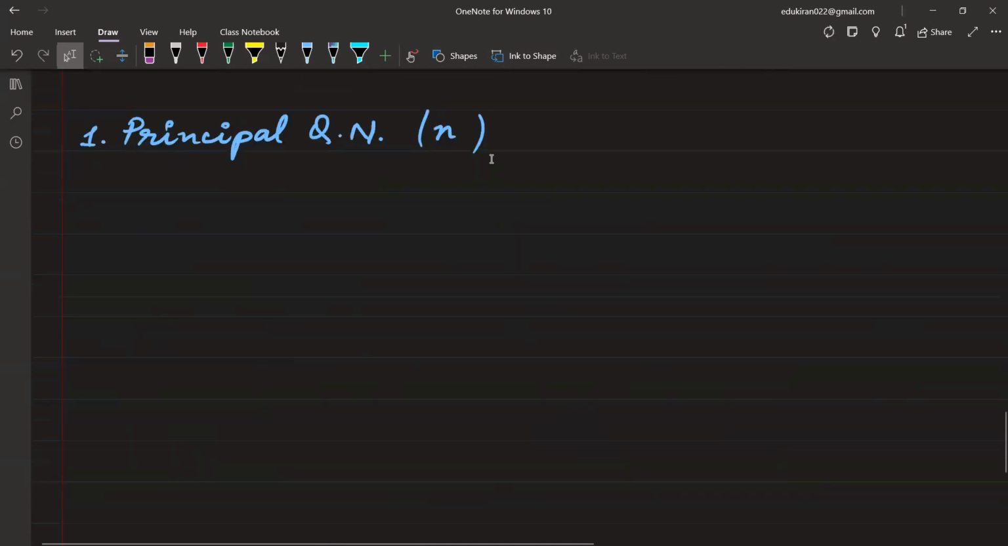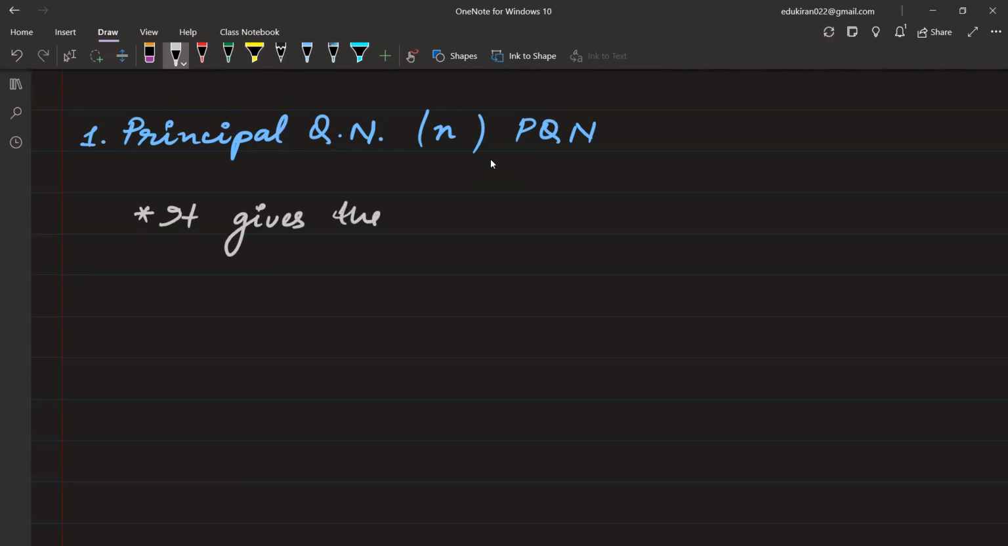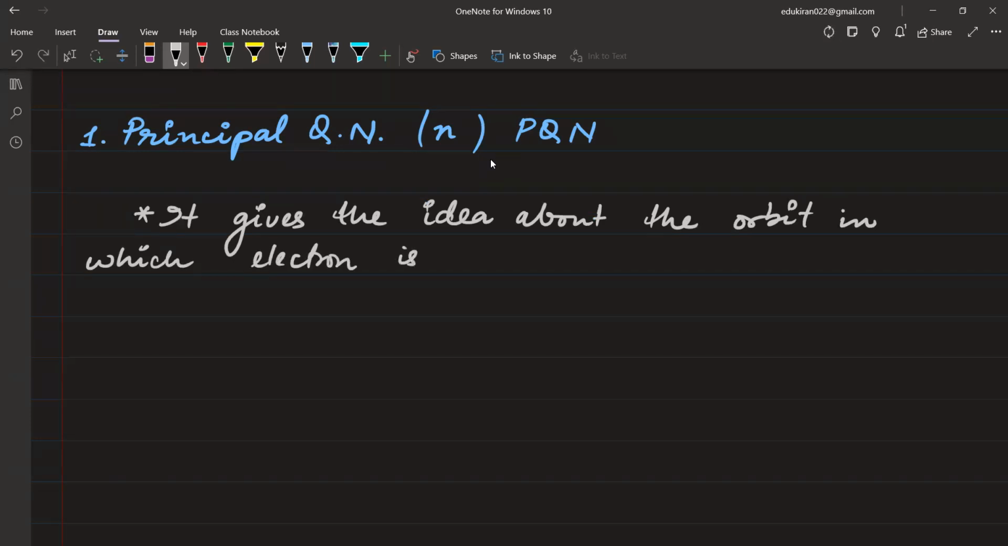Now next thing, we will also sometimes call it the shell, right? So sometimes we refer to it as the shell. Now, the principal quantum number will tell you either about the street number or the building number or the apartment number. But the principal quantum number tells you about the orbit in which the electron is present. Please write, it gives the idea about the orbit in which the electron is present.